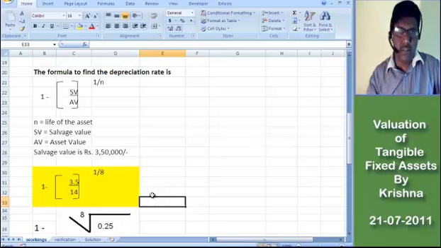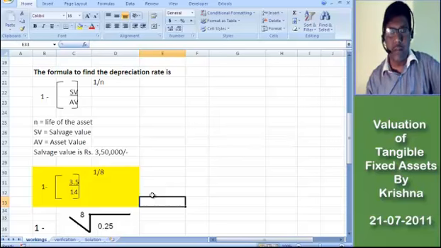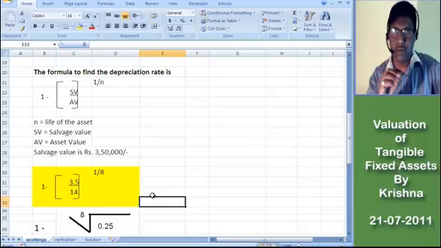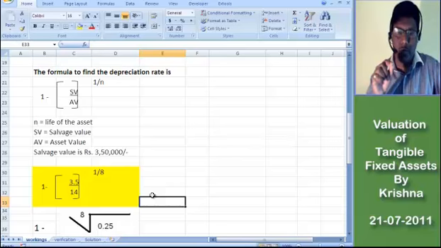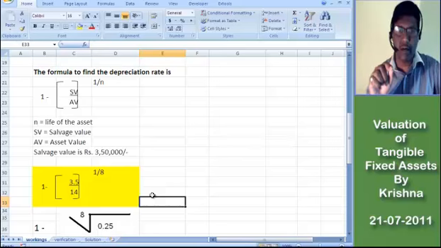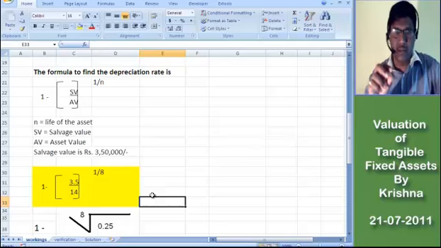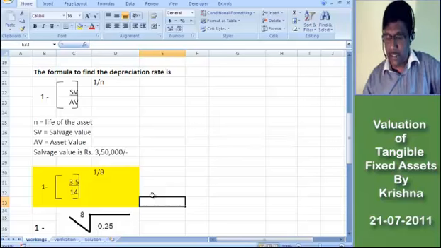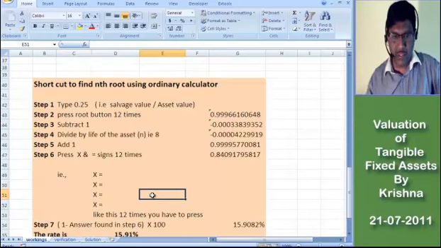If you are using the scientific calculator, immediately we can find the answer. But in our examination, the usage of scientific calculator is not allowed. So we should know how to find this nth root using the ordinary calculator. For that we can apply these seven steps.